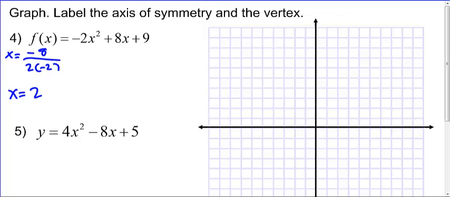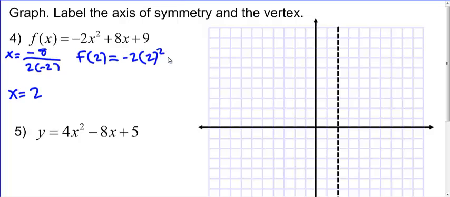Now I could go ahead and sketch that line if I wanted to. Let's get a dashed one here. It'll look something like that. Now that we know the axis of symmetry, I can go ahead and evaluate that function at 2. So that's negative 2 times 2 squared plus 8 times 2 plus 9. A little work there, but this is negative 8 plus 16, so that would be 8 plus 9, which would be 17. All right, so 2 and 17 is our vertex.